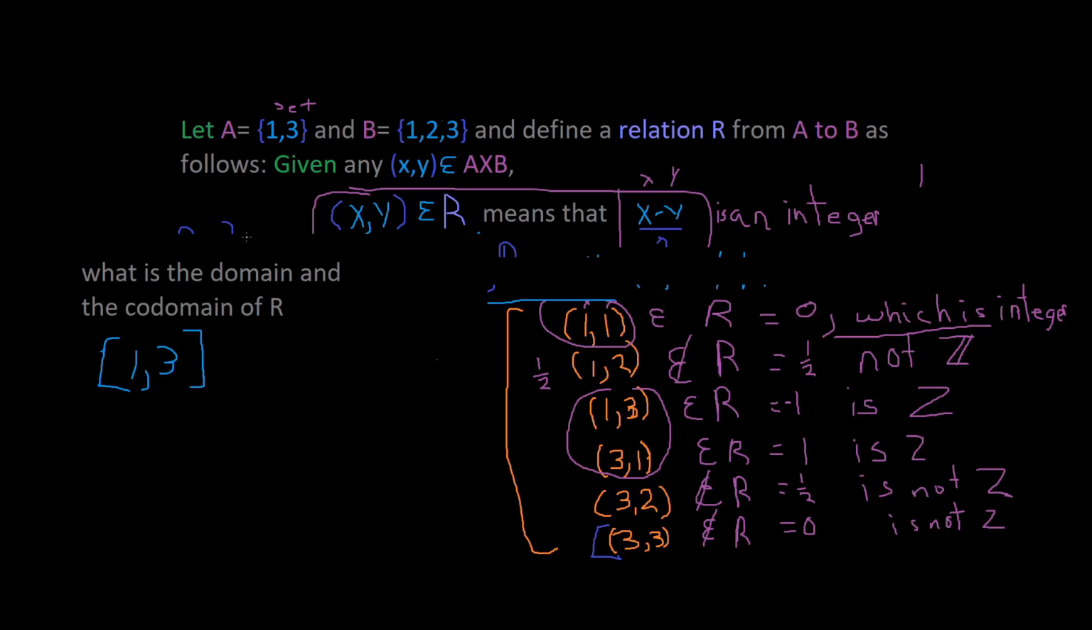And remember, the domain's arbitrary point is x, and the codomain's arbitrary point is y. And so now we take a look over here, and it's clear to see that the codomain is also 1 to 3.